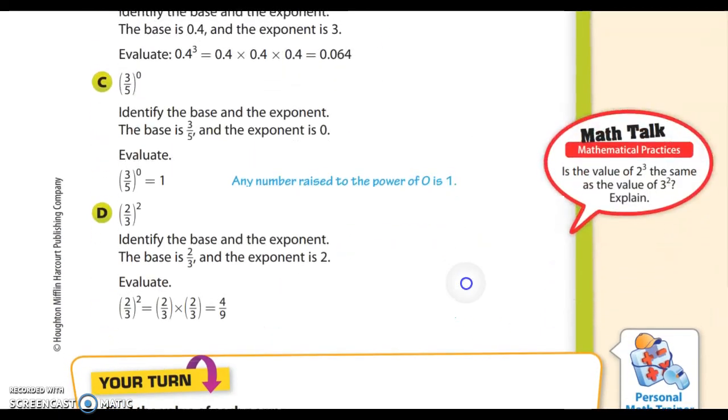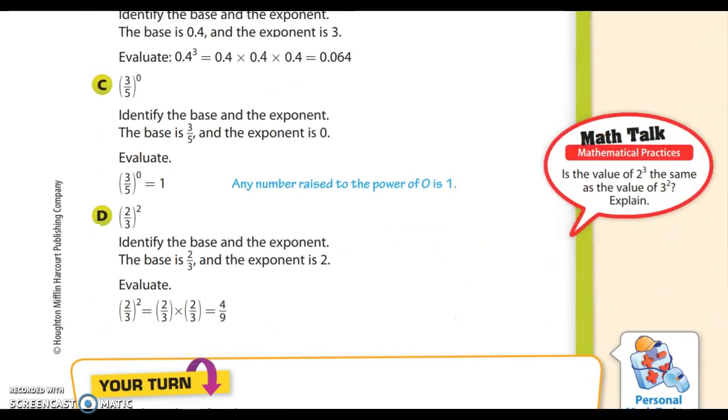Question C. Remember what we learned earlier? We learned that the value of any non-zero number raised to the power of 0, this right here is the power of 0, the answer is 1. It's almost a trick question. Anytime you see this, you know the answer is going to be 1.